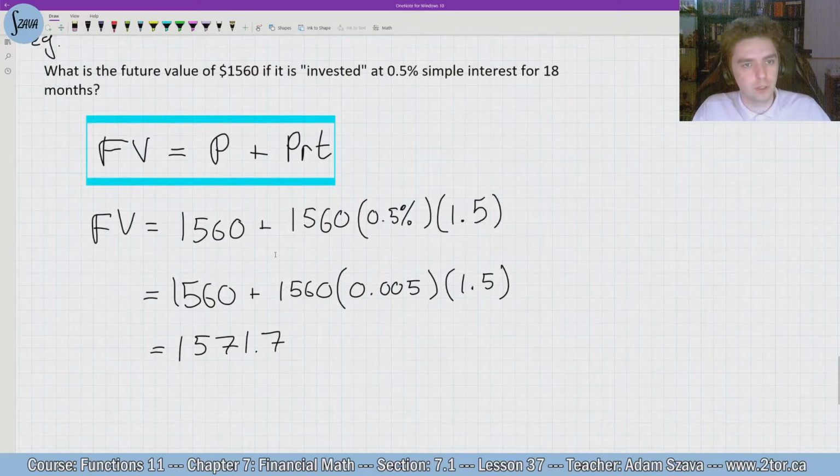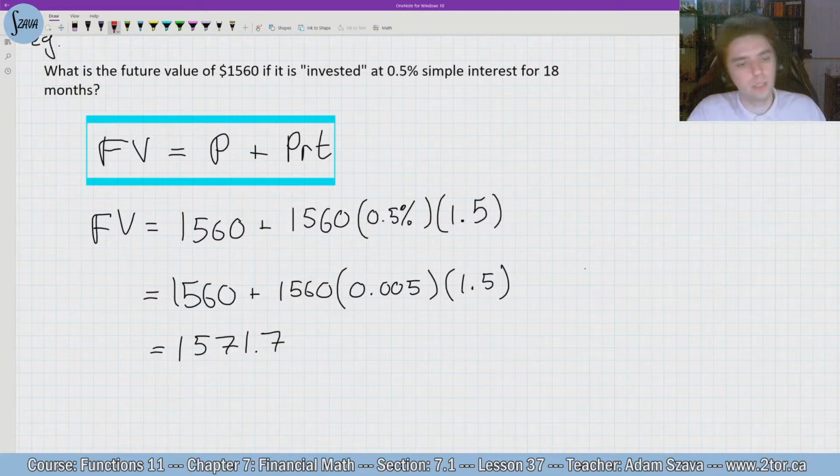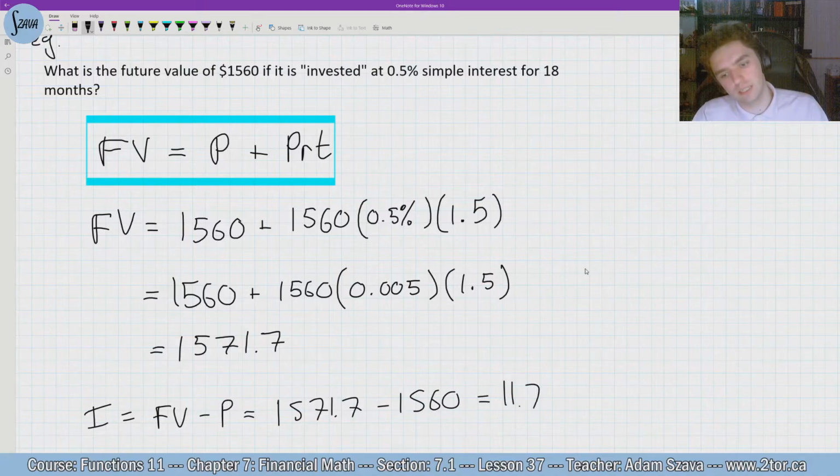So you've put this amount of money in an account. So we can also ask what the interest gained is in this example, right? So the interest gained is just going to be the future value minus the principal, right? Which is 1,571.7 minus 1,560. So it's just $11.70 in this case, which is a lot more reasonable.